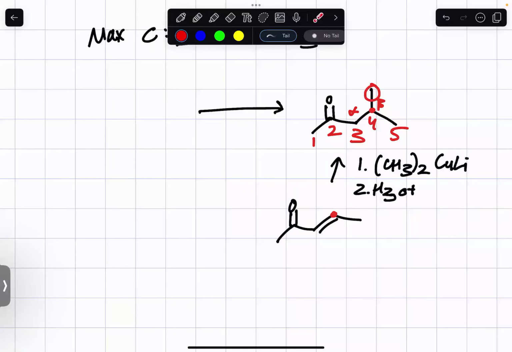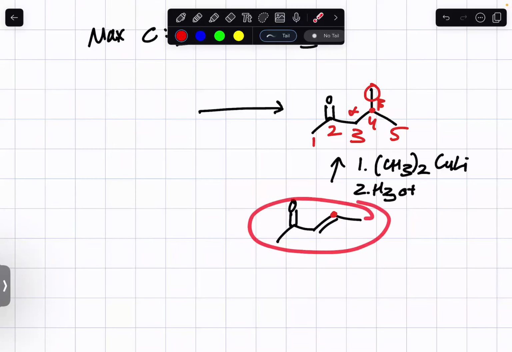And then what do you notice about this structure here? What reaction can make an enone? This is chapter 18. There's a reaction that makes enones.